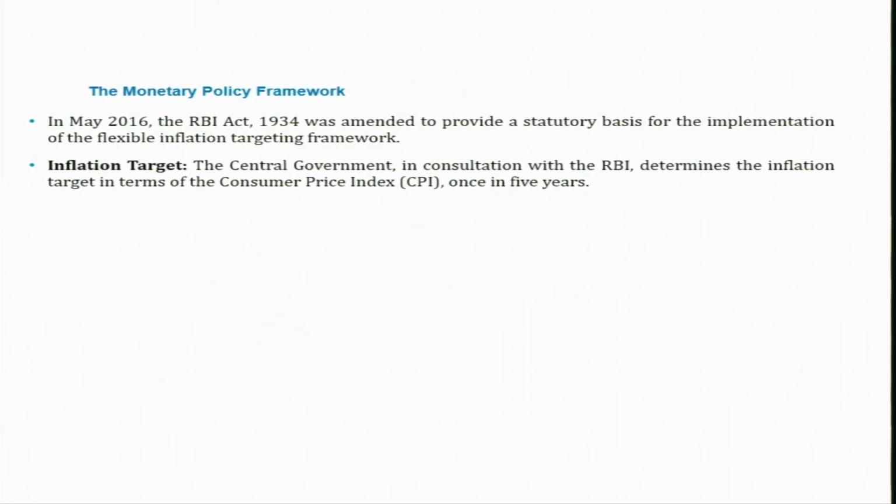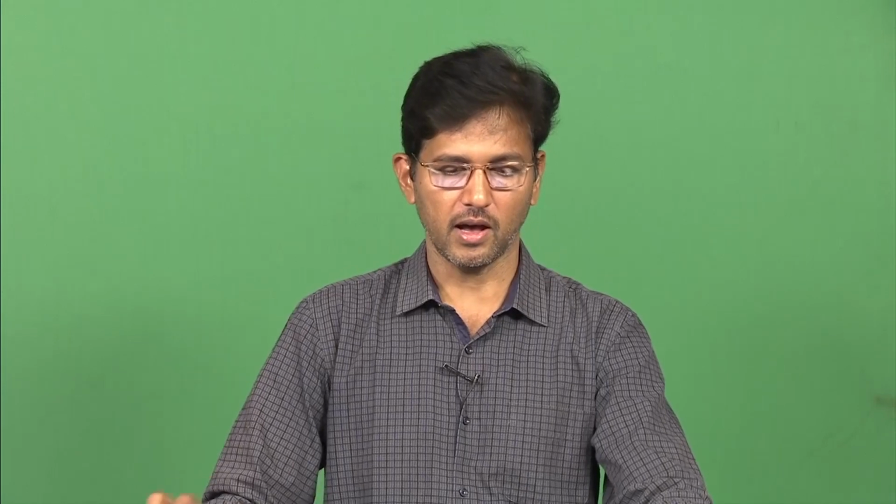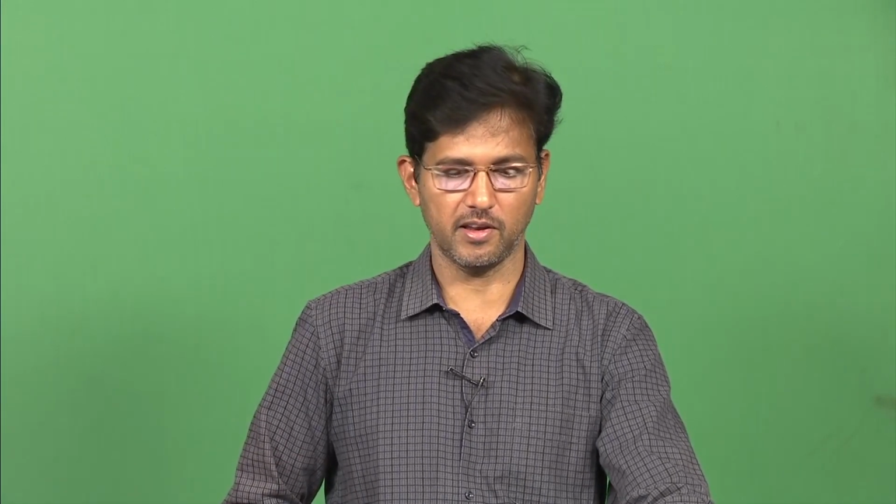Let us now talk about the monetary policy framework. In May 2016, the RBI Act 1934 was amended to provide a statutory basis for the implementation of the flexible inflation targeting framework. So, the central government, in consultation with the RBI, determines the inflation target in terms of the consumer price index once in 5 years. So, since 2016, we have been following inflation targeting as one of the main policy frameworks for the monetary policy in India.